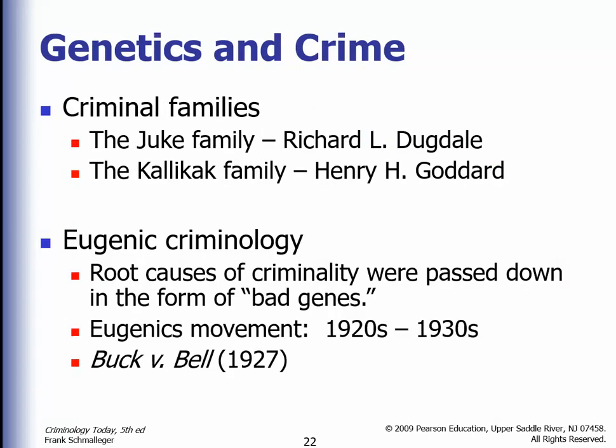Criminal families. There have been a lot of studies into families. The two that stand out usually are the Juke family and the Kallikak family. Jukes, basically a whole group of people that they followed through. And we'll look at more when we look into your textbook, we'll talk about it more in class, the details of these families, rather than get into it here.